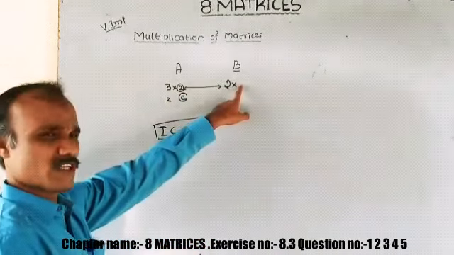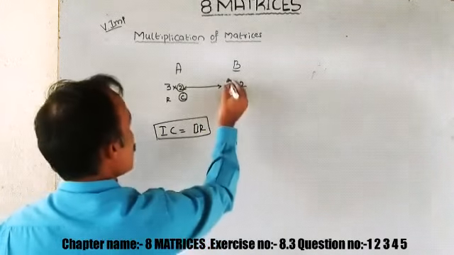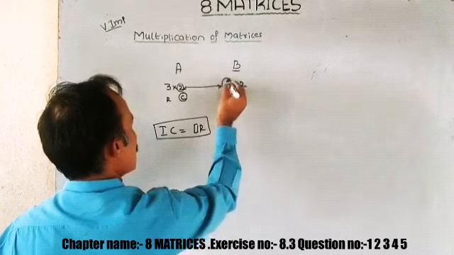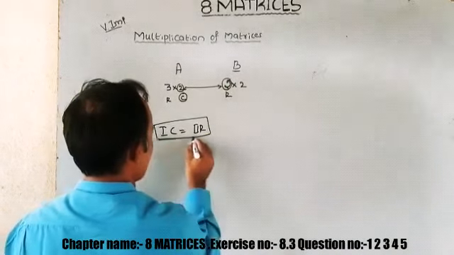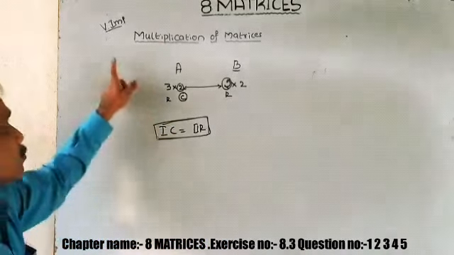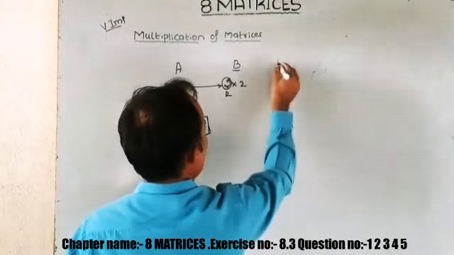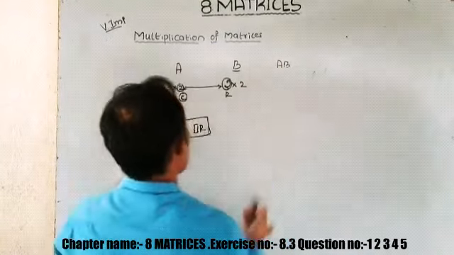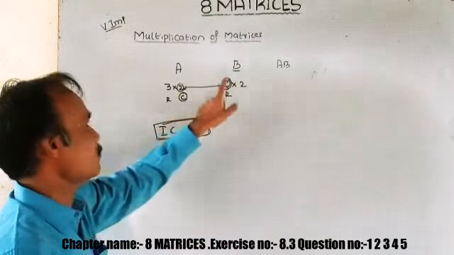Whatever it may be, if you want, you can take 2. No problem. Columns of the first matrix are equal to rows of the second matrix. This is the rule for multiplication of matrices. If the columns of the first matrix are the same as the rows of the second matrix, then AB is possible.